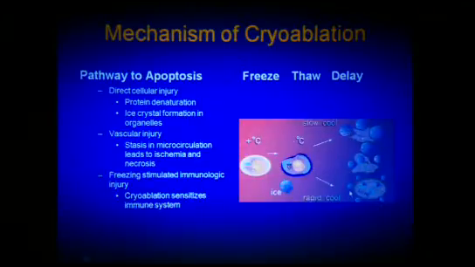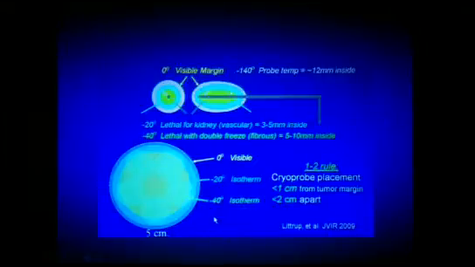This causes direct apoptosis. Another pathway that's believed to happen is some vascular injury that results in stasis and ischemia and subsequent necrosis. This mechanism or pathway is a little bit different than thermal ablation. In thermal ablation, you don't have antigens left on the cell. With cryoablation, there are antigens left on the cell which can sensitize the immune response, and I'll be talking about that in a few minutes.